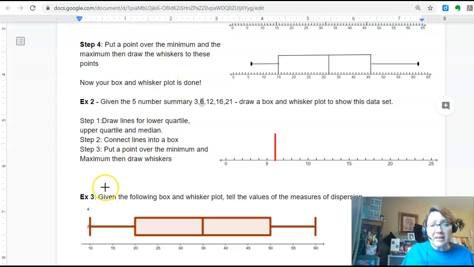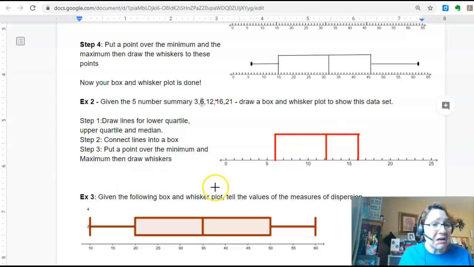And I'm going to draw a line where my 12 is. So again, I'm going to draw another line for my 12. So my 12 is right here. I'm going to draw a line there. It isn't perfect. And then I'm going to draw another line for my 16. So I'm going to find out where my 16 is. Again, mine may not be perfect. It's pretty good. For my 16, then I'm going to connect my lines into a box.